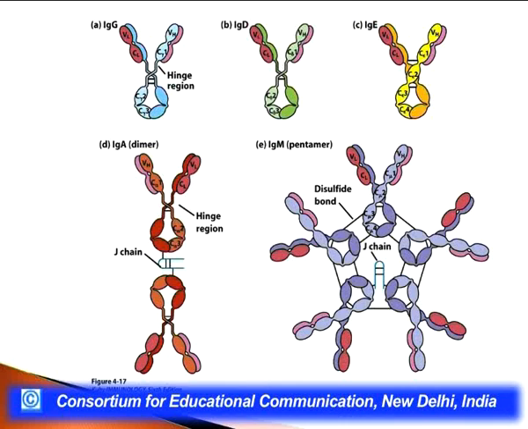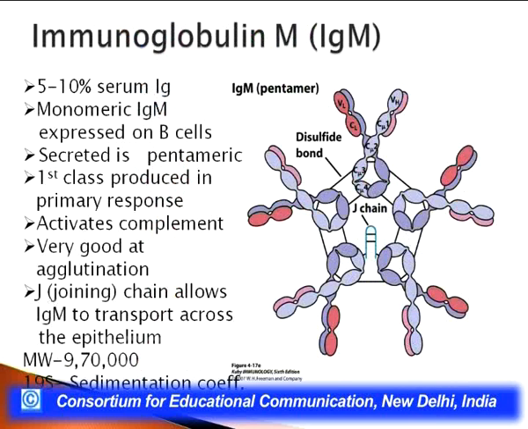These are the 5 different types of immunoglobulins, where we have IgD, IgG, IgE. IgA is generally present as a dimer with a J chain which attaches 2 molecules of IgA, while IgM is generally seen as a pentamer. Now, coming individually to each of the subtypes, the IgM or the immunoglobulin M.